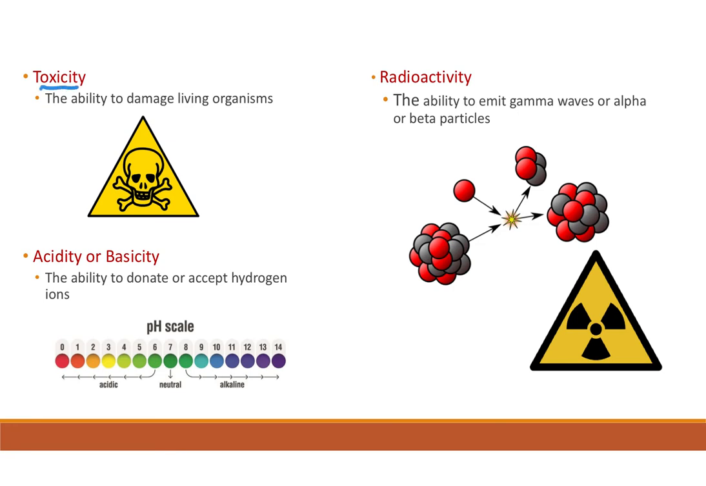Toxicity is another chemical property, and this is the ability to damage living organisms. Whether something is acid or base, acidity or basicity, is specifically how that particular substance can donate or accept hydrogen ions, and we measure that with the pH scale. Not all substances will register as acidic or alkaline. Alkaline is another word for base. We've got two words over here for the same side of the pH scale. But that is a measure of a chemical property.